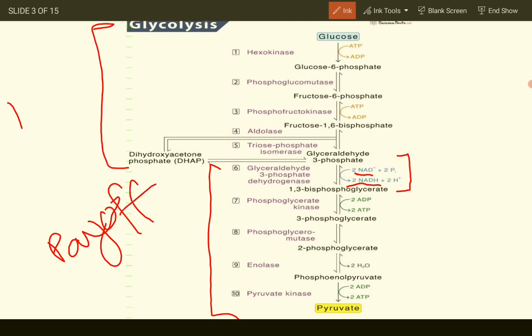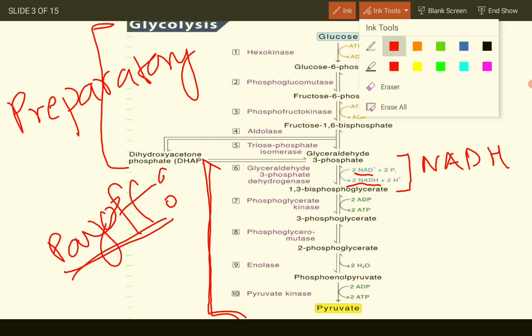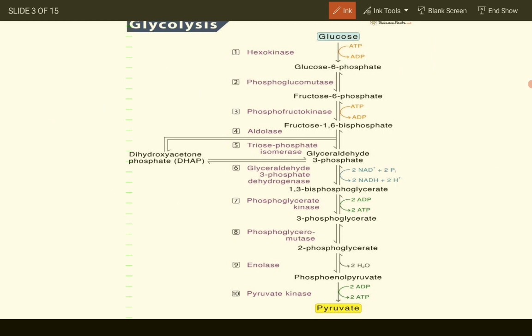From here to here this is the preparatory phase, where preparations are being made, and from here we are getting paid off, which means energy is being produced. So as you can see, in this step NADH, which is a high energy molecule, is being produced, right? So let's go to the next step where 1,3-bisphosphoglycerate is converted into 3-phosphoglycerate.